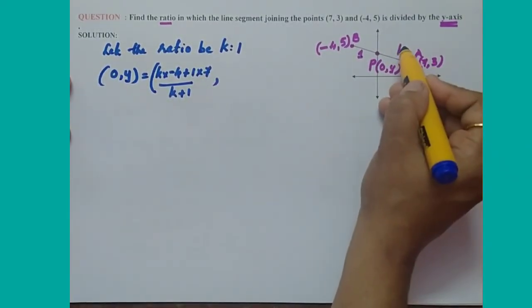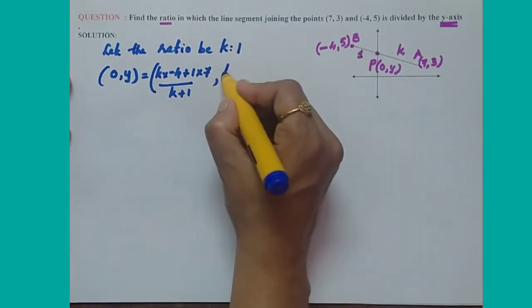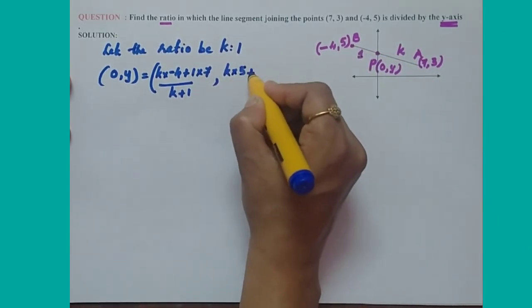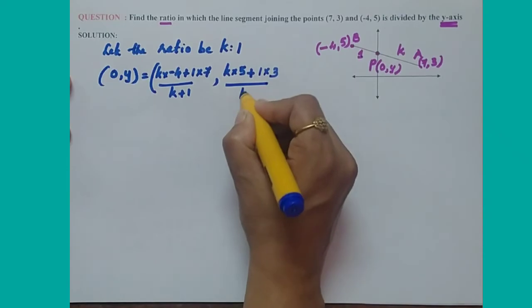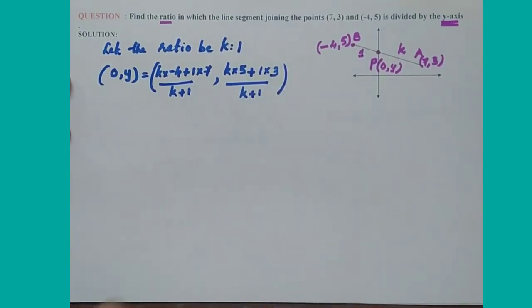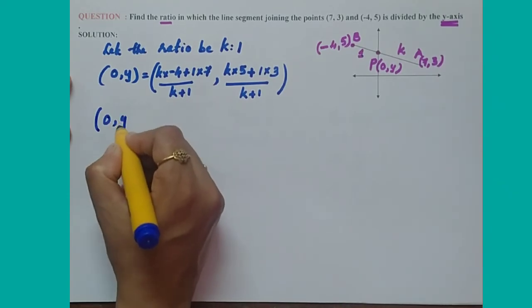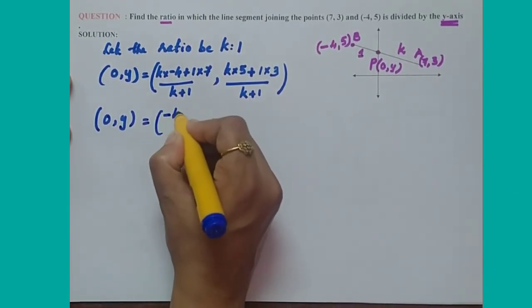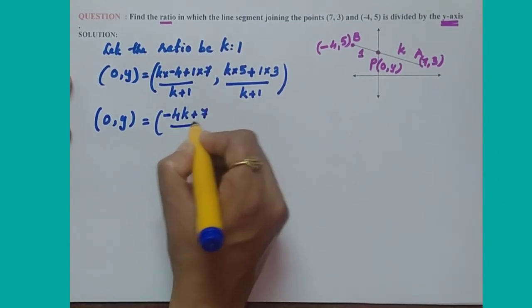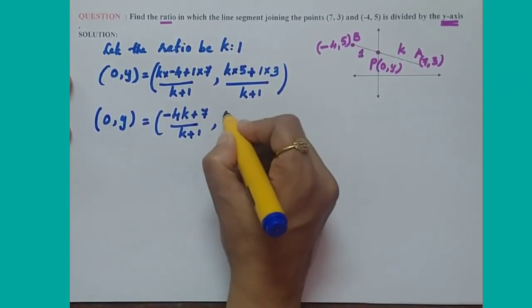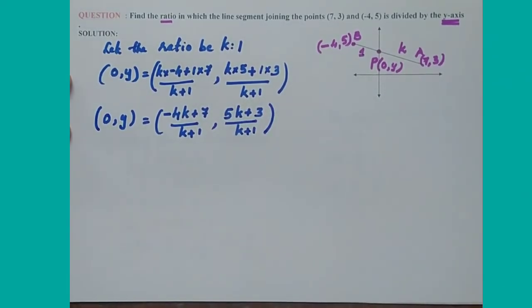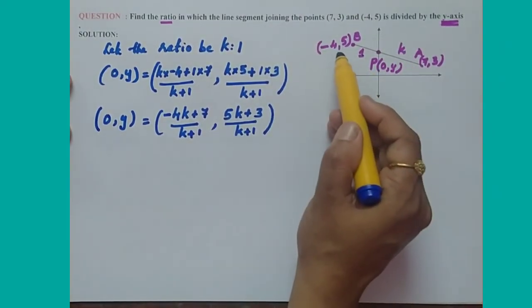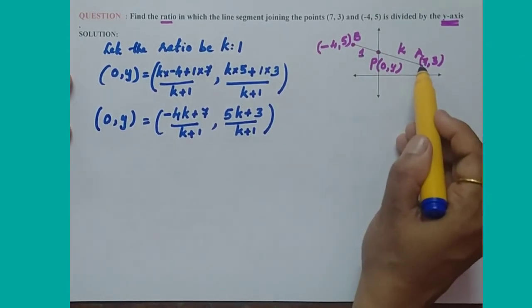And k into the faraway y coordinate 5, plus 1 into the faraway y coordinate 3, divided by k plus 1, that is the y coordinate. Now I am going to make a simplification. 0, y equals (minus 4k plus 7) divided by (k plus 1), and (5k plus 3) divided by (k plus 1). Just looking at the figure and doing that seems to be very important. k into the faraway x coordinate minus 4 plus 1 into the faraway x coordinate 7. That seems to be easy.